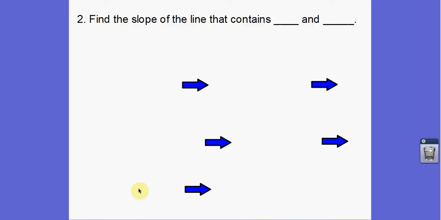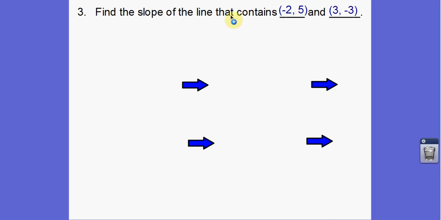Let's do one more here. Let's see. Let's go to the next page. These are our points. First step, write down your two ordered pairs, label them.